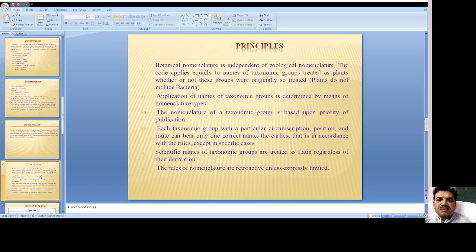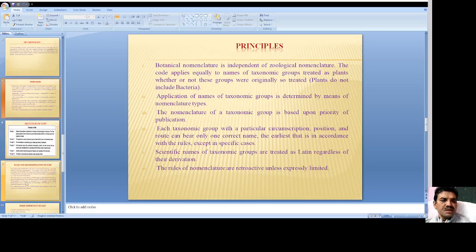The fifth one: scientific names of taxonomic groups are treated as Latin regardless of their derivation. That means any scientific name that comes into the domain of academic publications must be in written Latin form. No other language will be accepted, neither for the naming of plants nor for the diagnosis. So everything as far as nomenclature is concerned must be Latinized. And the sixth, last but not least: the rules of nomenclature are retroactive unless they are explicitly limited. That means certain limitations have been provided in this particular case. So these are the basic 6 principles on which the international code of nomenclature is set forth.